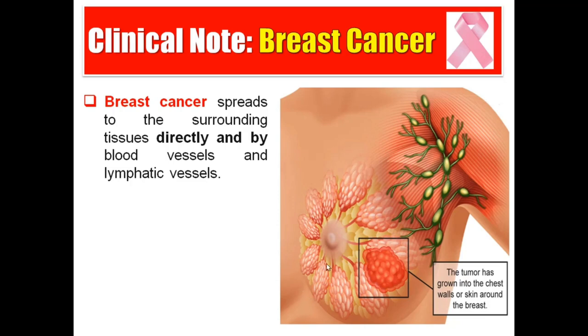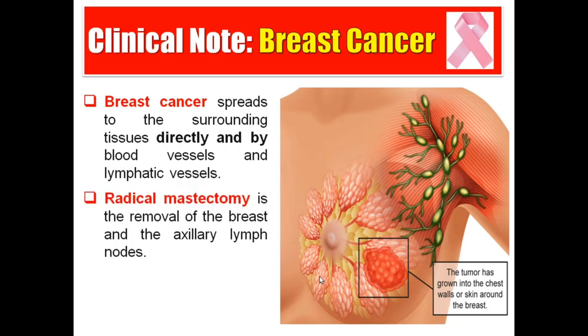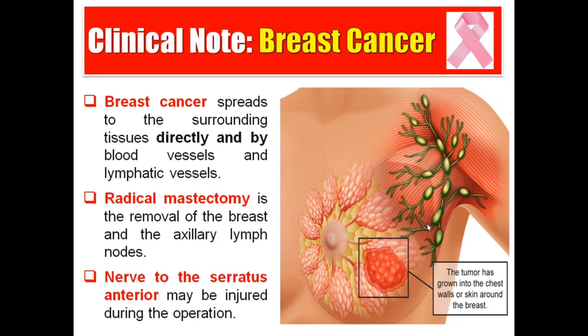Radical mastectomy is the removal of the breast and the axillary lymph nodes, and actually the underlying muscles like the pectoralis major. Because the breast bed is formed partly by the serratus anterior, and the nerve to serratus anterior is running on the surface of the serratus anterior, during the breast surgery, the nerve to serratus anterior may be injured during the operation, causing paralysis of serratus anterior and the winging of the scapula.